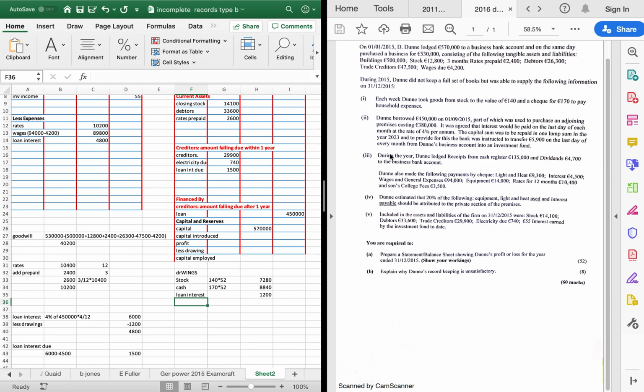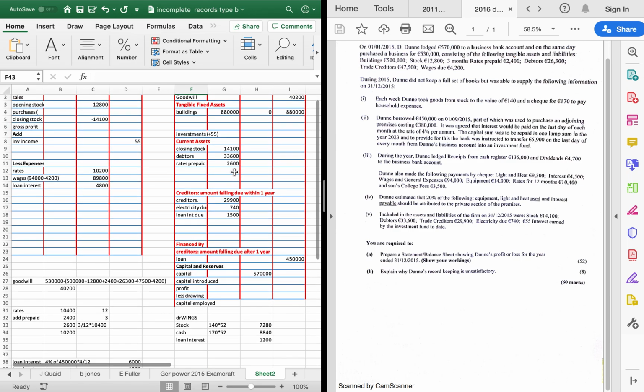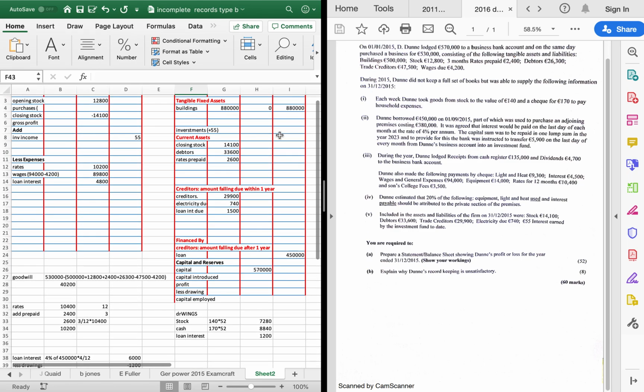Capital sum is to be paid in one lump sum, and to provide for this, he's transferring 5,900 on the last day of each month. So the investment is going to be 5,900 by 4, which is 23,600. And then I remember to add on my 55, so 23,655. That's my investment. Okay, so that's all dealt with.